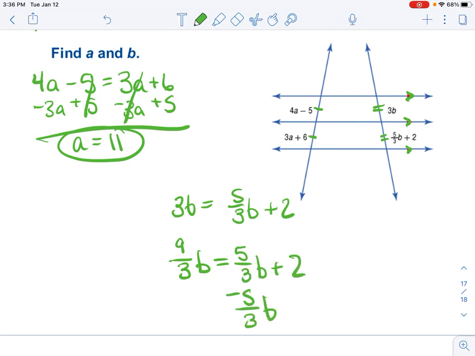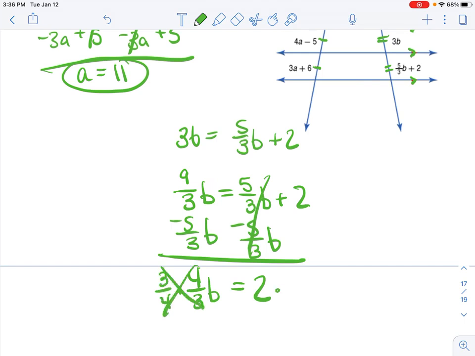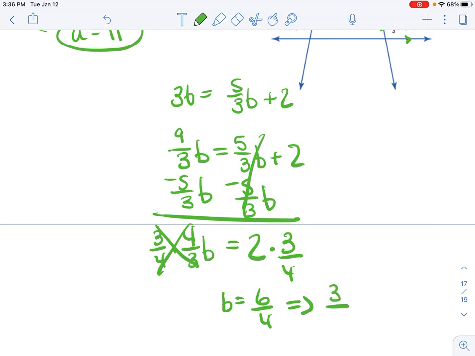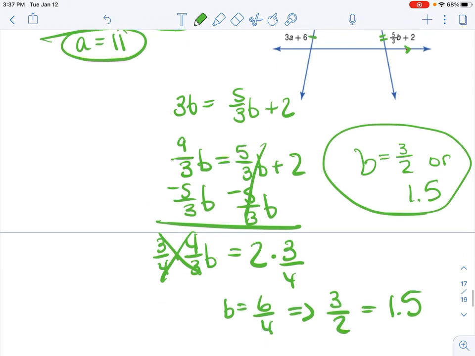Now I go ahead and subtract 5/3 b across the equals. I get 4/3 b equals 2. I multiply by the reciprocal to solve for b, and I get b equals 6/4. Now I should reduce that to 3/2, which is actually also equivalent to 1.5. So either the reduced fraction or the 1.5 are good answers. Okay, that is all I have for you today.